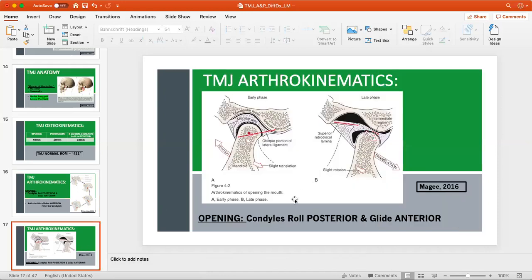This is a really nice picture because it shows and it breaks down the condylar rotation or posterior glide in the early opening, and the translation or anterior glide in the later phase of opening. So here's your simple arthrokinematic, opening your jaw, posterior roll, anterior glide. Okay, remembering that the disc, healthy jaw, is going to glide anterior.